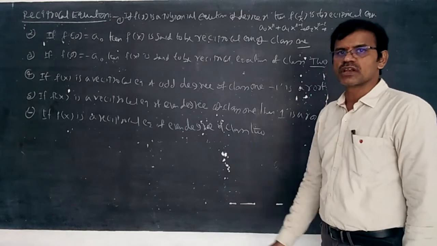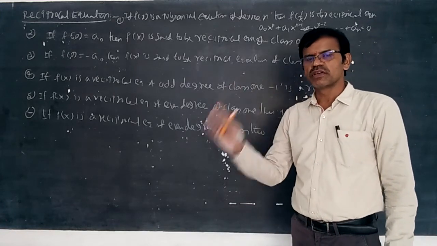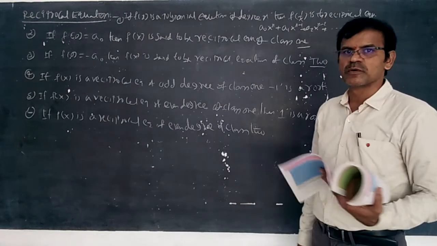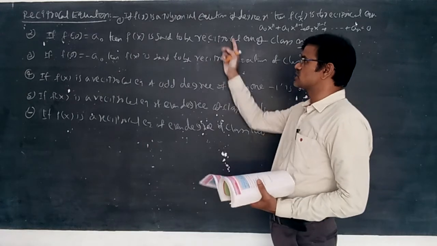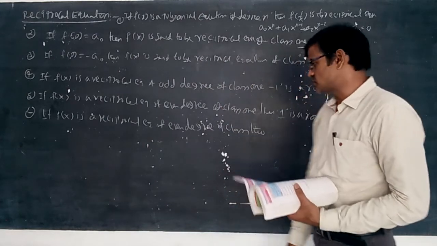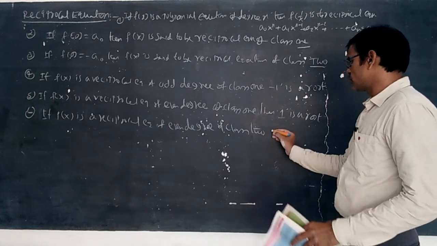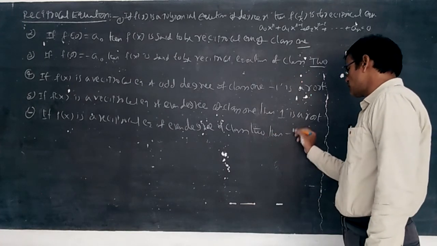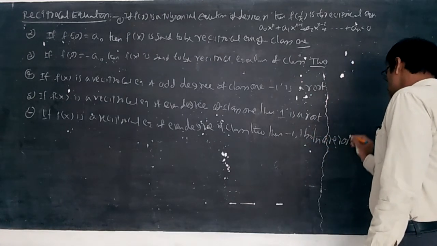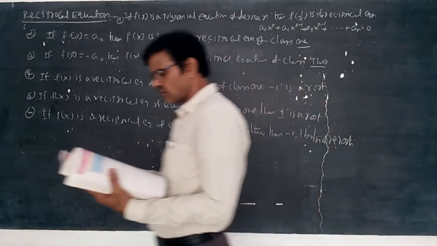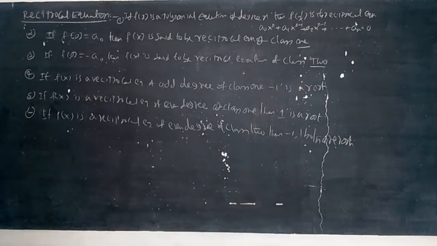If f of 0 is equal to a naught, if you are substituting f of 0, simply you are getting the constant value. Whatever the leading coefficient is, if you are getting that one, you can say it is class 1. If you are getting minus, it is class 2. For even degree of class 2, 1 comma minus 1 both are roots. This is the theory of reciprocal equations. Now let us solve the problems in reciprocal equation, class 1 and 2 also we can discuss.